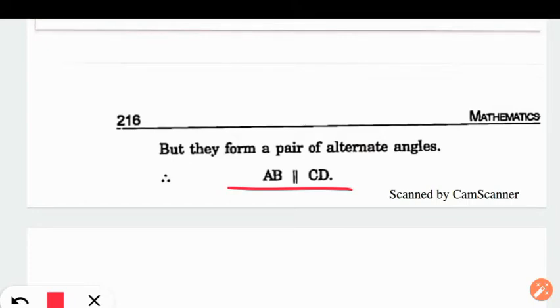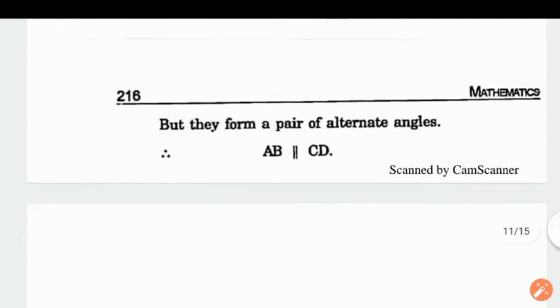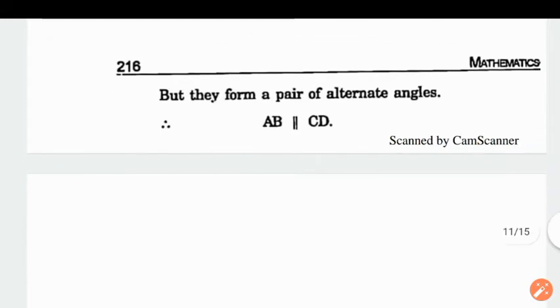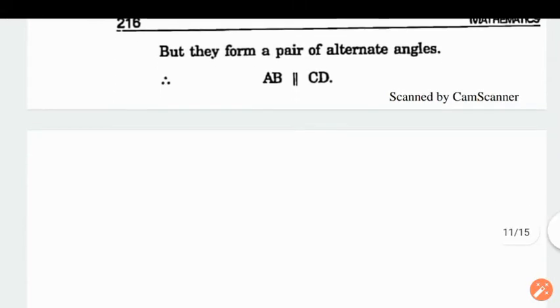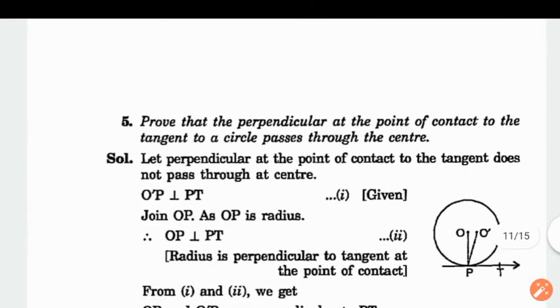As they are alternate angles, and alternate angles are equal when two straight lines are parallel to each other, that is why AB must be parallel to CD. Not side, tangent AB must be parallel to tangent CD. Done. Question number 5.